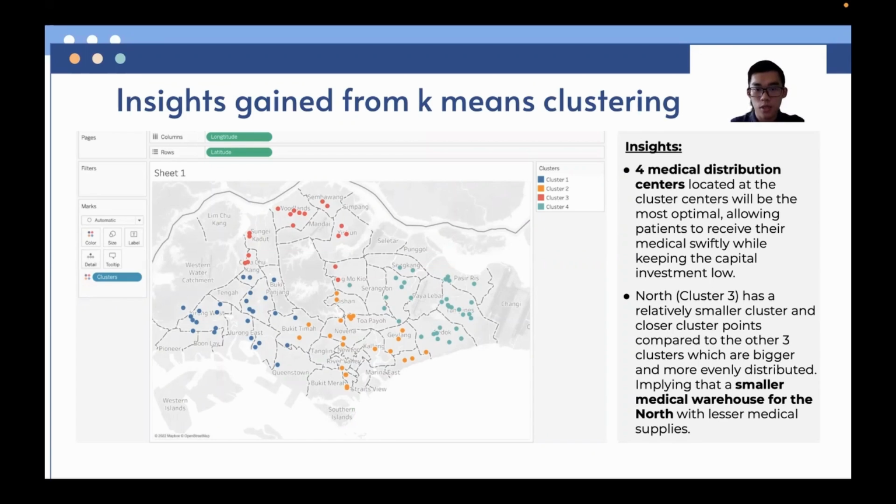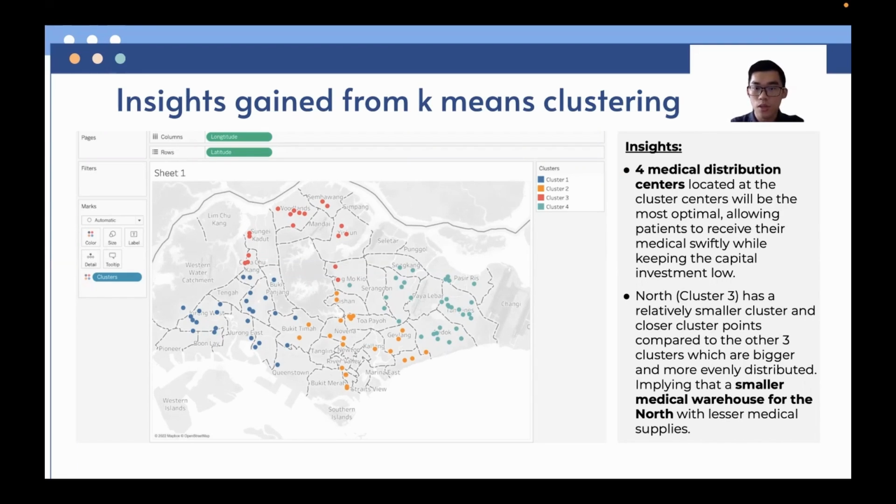The strategy here is to make use of k-means clustering with k value equals to 4. We have made a Tableau visualization based on the dummy dataset that contains patients' names, address, and the date of medical delivery from polyclinics. From there, we'll be able to draw two key insights. Firstly, having 4 medical distribution centers or warehouses located at the cluster centers will be the most optimal.